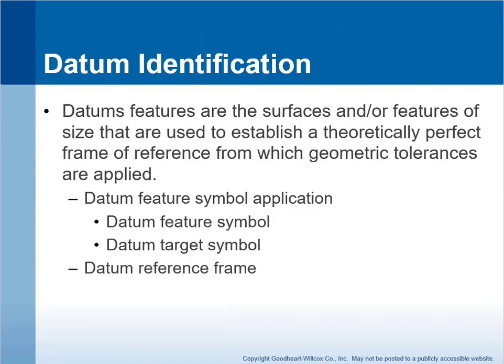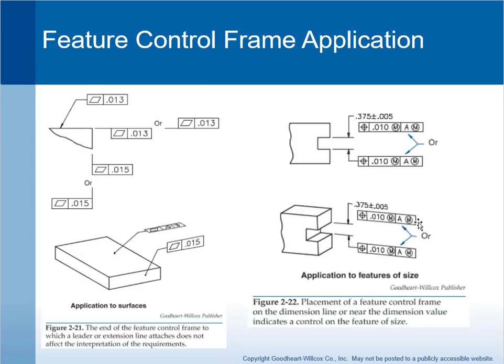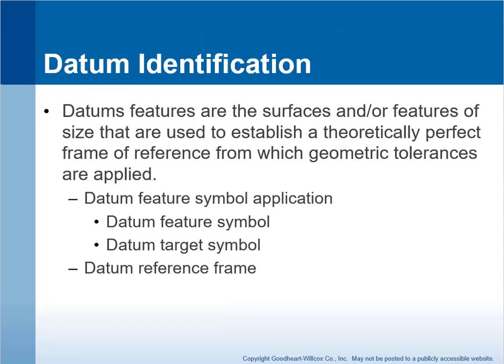Now, like I said before, in this picture we've got a datum identification here. Datum features are the surfaces and or features of size that are used to establish a theoretically perfect frame of reference from which the geometric tolerances are applied. So, datum feature symbol applications, that would be a datum feature symbol or a datum target symbol. We'll talk about those in a little bit. Or a datum reference frame.